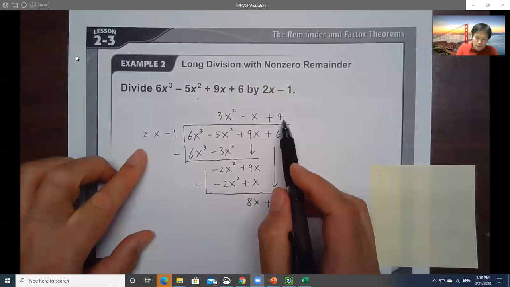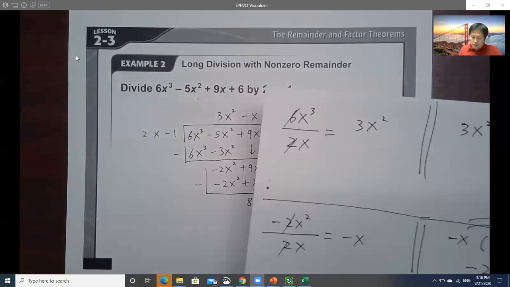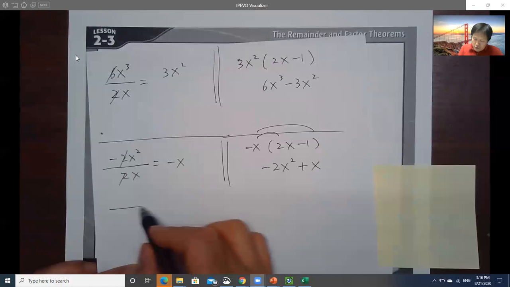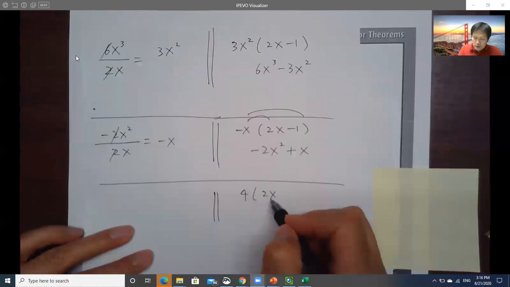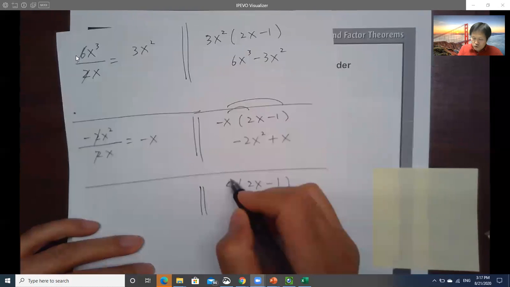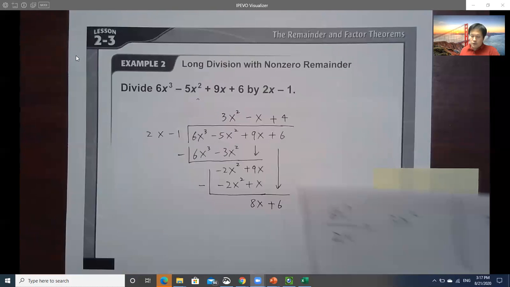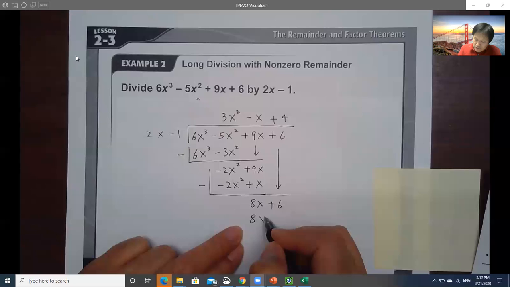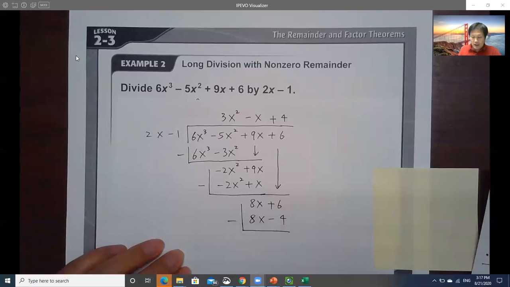Then you're multiplying 4 here, you're multiplying 4 here. Again, if you can do that in your head, beautiful. Multiplying by 4 to 2x minus 1, you're just distributing 4, it should be 8x minus 4. 8x minus 4 is the one you write.